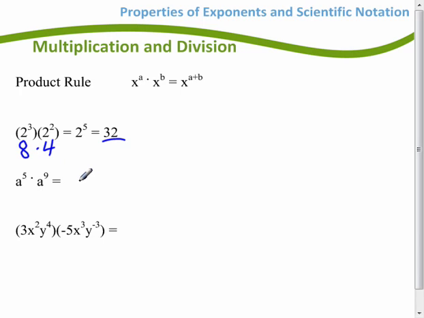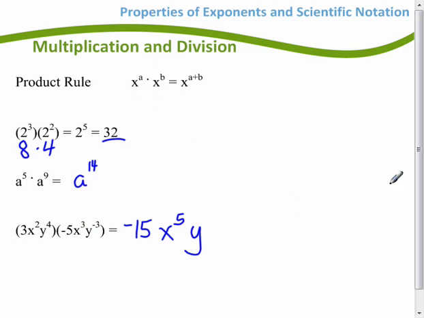Common bases, add exponents, this would be a to the 14th. This one is a little bit harder because I've got multiple factors in each one of these. But I just look for ones that are the same. So 3 times minus 5 is a minus 15. X squared times x cubed, common bases, add their exponents. So this would be x to the 5th, and y to the 4th times y to the minus 3, add exponents. 4 plus a negative 3 is y to the 1st, or just y. So that's the product rule.